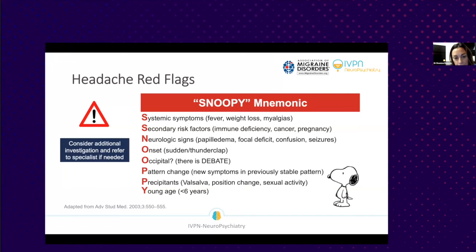A pattern change, precipitants. So Valsalva, position change, specifically, is the headache at its worst first thing in the morning when their head is still on the pillow and they open their eyes? Is that when the pain is intense? Or they can't tolerate coughing or bending over? We may have concern for increased intracranial hypertension. Also with a young age, so any child younger than 6 years of age that has a concerning fulminant onset of headache, then this would definitely raise your red flag. Next slide.